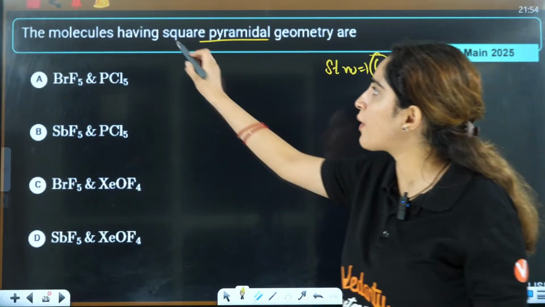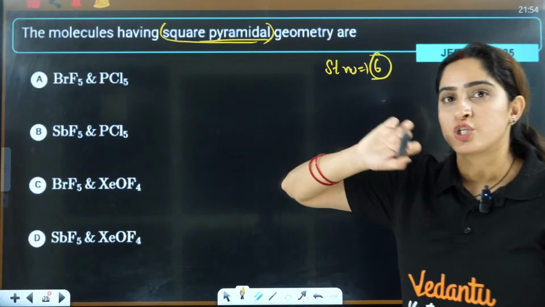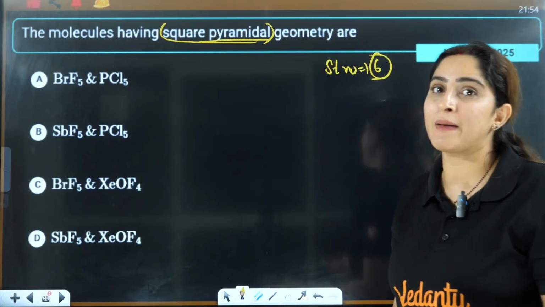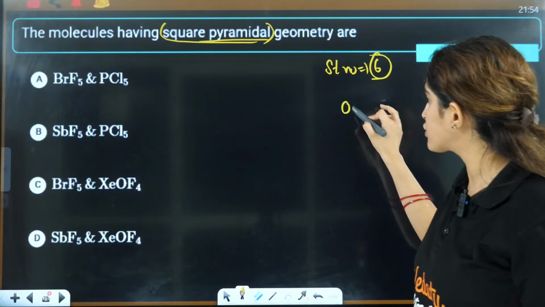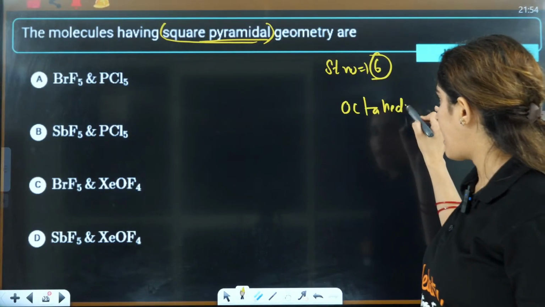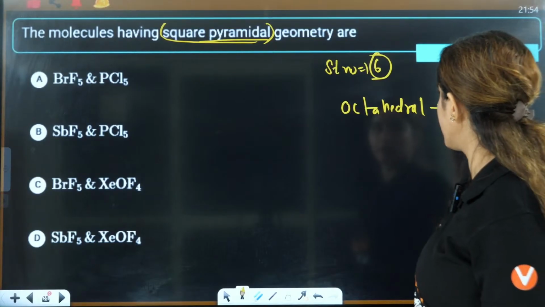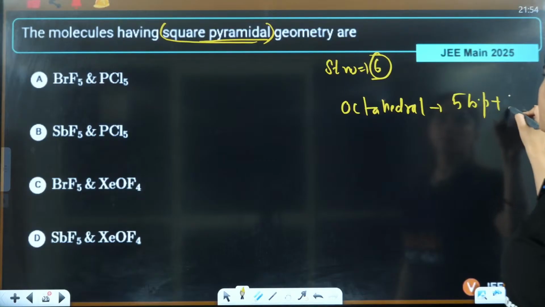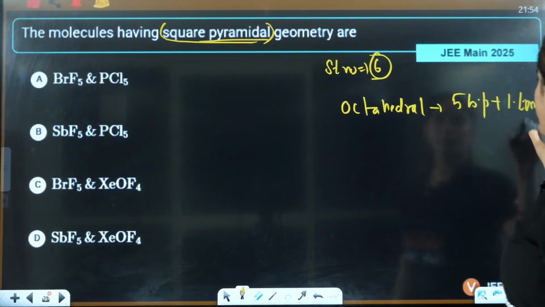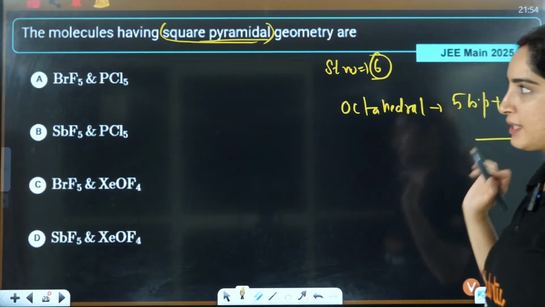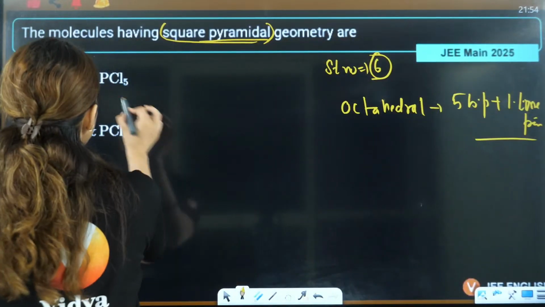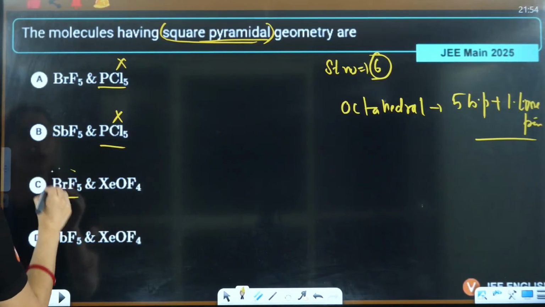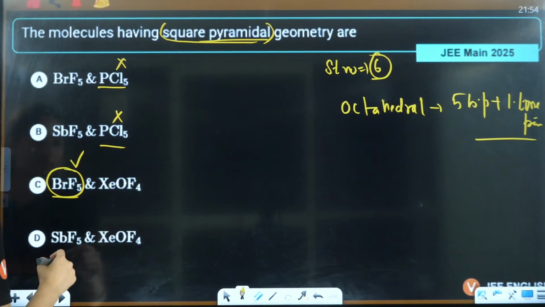So we know that square pyramidal geometry does not exist. Geometry is octahedral, but the shape exists. If you have octahedral geometry and you have one lone pair and 5 bond pairs, then that can be the answer. So PCl5 is definitely not. So these two options are eliminated. BrF5 is definitely yes. Right?